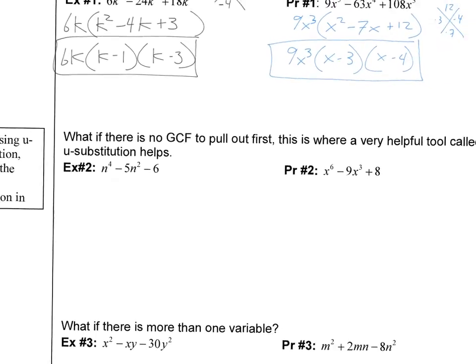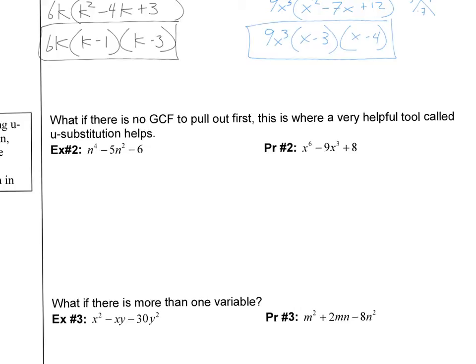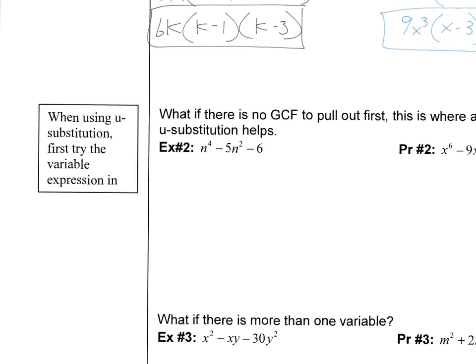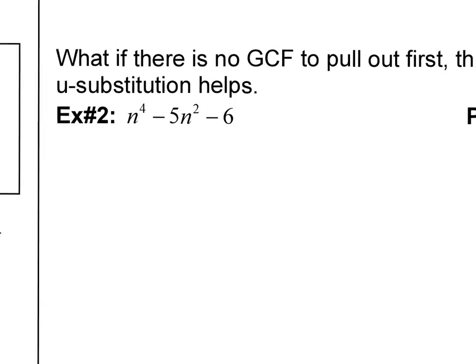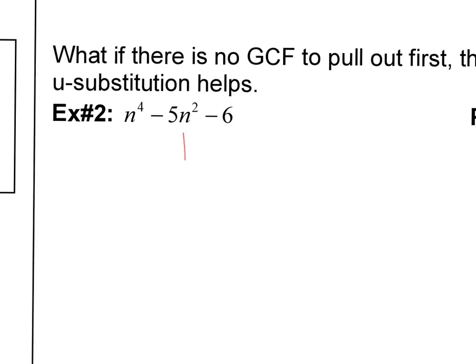Let's try another one. It says, what if there is no GCF, which stands for greatest common factor, to pull out first? Well, there's a very helpful tool called u substitution. So over here I just wrote this down. When using u substitution, first try the variable expression in the middle. I guess it got cut off. So what do I mean by that? The variable expression in the middle. Well, I'm talking about this, that n squared.